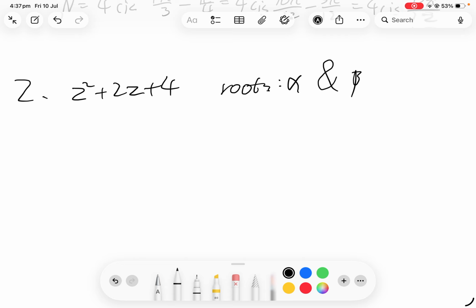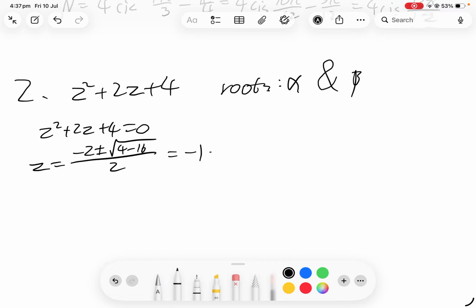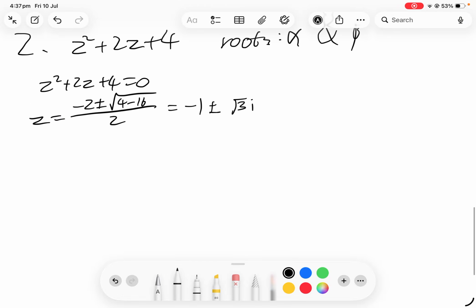So let's find alpha and beta first. So z squared plus 2z plus 4 equals 0, then z equals negative 2 plus or minus square root of 4 take 16 over 2, which equals negative 1 plus or minus square root 12 over 2. Square root 12 is 2 square root 3, so the 2 and 2 cancel out, so square root 3 i. So that means alpha equals negative 1 plus square root 3 i, and beta equals negative 1 take square root 3 i.